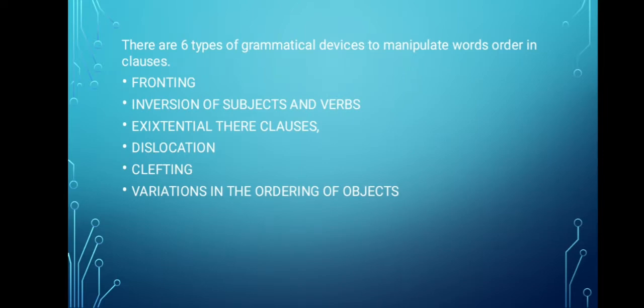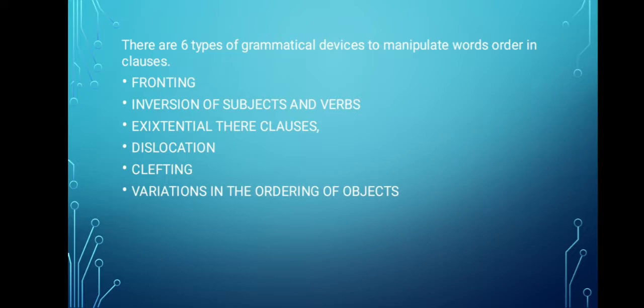So we have here the following types of grammatical devices to manipulate the word order in clauses. First, fronting. Fronting refers to any construction in which the word group that customarily follows the verb is placed at the beginning of the sentence. Second, inversion of subject and verb, where the subject and the verb switch their canonical order of appearance.